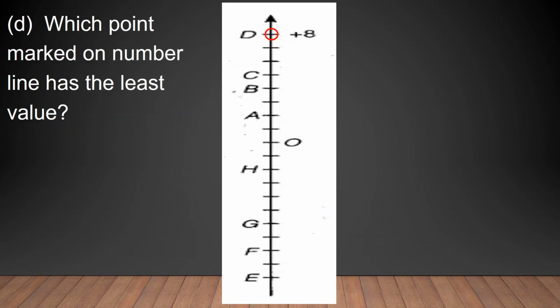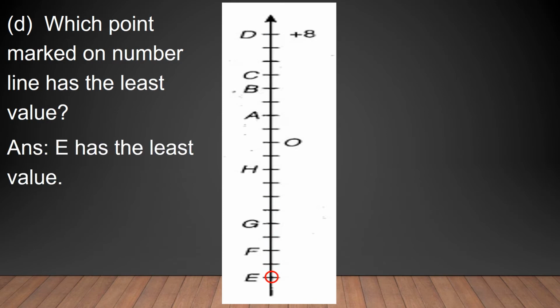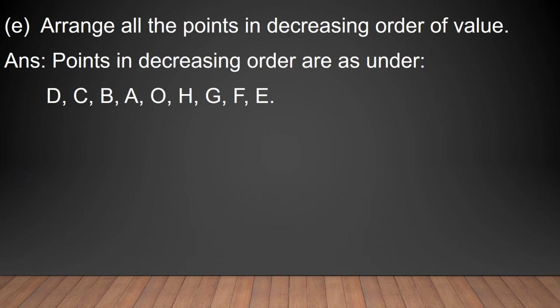Next part is which point marked on number line has the least value? So the point which is below 0 and which has the least value is point E. E has the least value. Next part is arrange all the points in decreasing order of value. Points in decreasing order are as under: D, C, B, A, O, H, G, F and E.